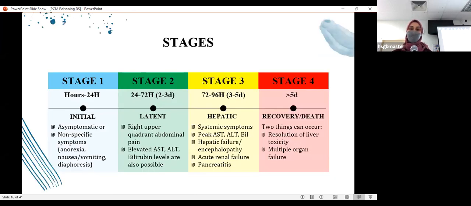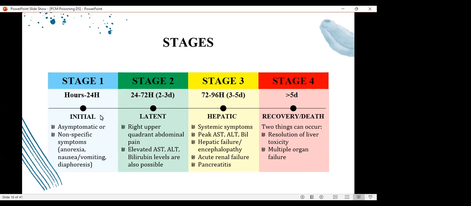So this, as you all know, PCM toxicity leads to liver failure. So these are the 4 stages of liver failure. You can classify them into stage 1, 2, 3, and 4. The first stage happens within the first 24 hours. It's called the initial stage.